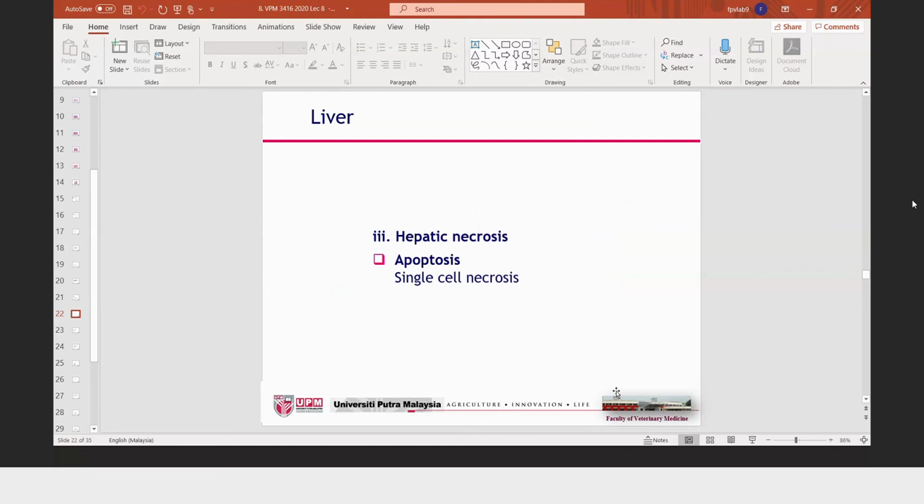And this can also occur in normal conditions. For example, in the intestine, enterocytes die within 3 to 5 days, traveling from the crypt into the villi and being extruded, isn't it? So that mechanism is also a normal process, and we call it apoptosis, natural programmed cell death, which is not harmful to the animal or to the host.